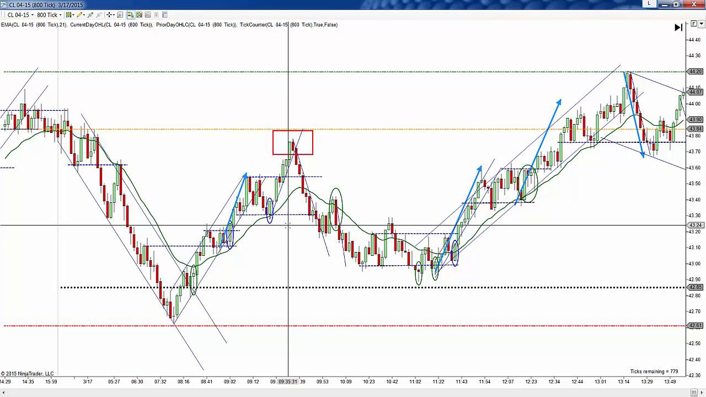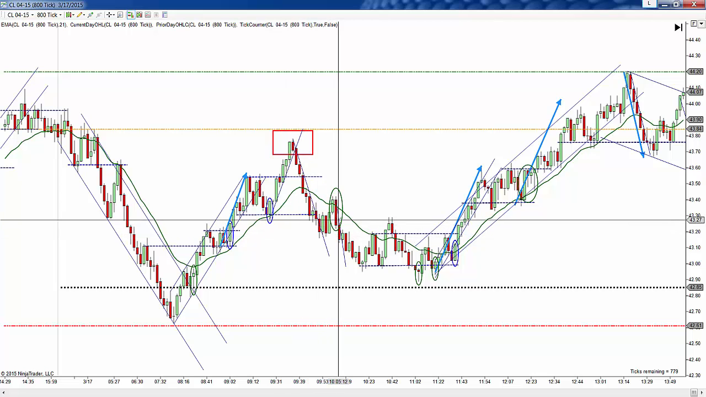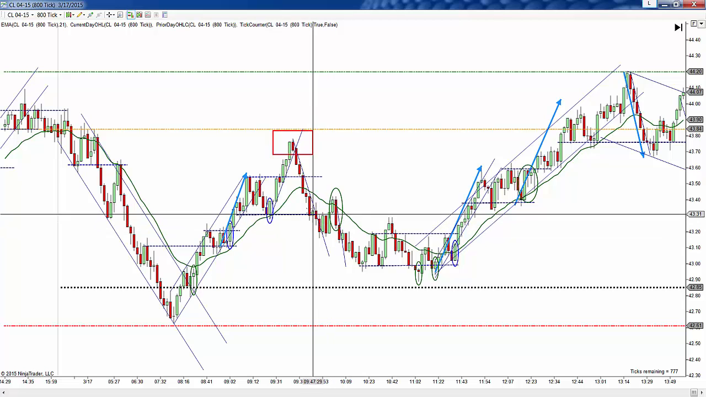Now, why don't I look going long here? Well, I considered it. Consider going long down here. The problem is that you can see this overlap.